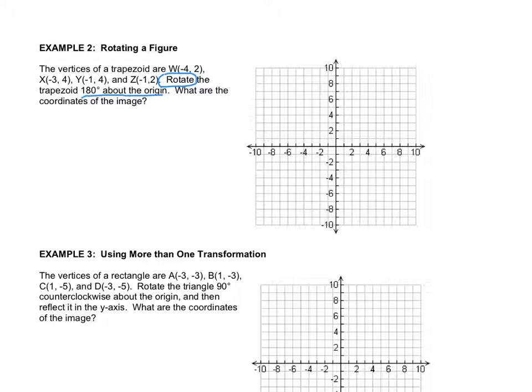We know the origin from the past is this 0, 0 mark. 180 degrees means halfway around the circle. It doesn't have to tell us clockwise or counterclockwise, because if I go clockwise 180 and counterclockwise 180, I get to the same exact spot. So this one doesn't need to have the left or right direction, just the degrees. So what I want you to do is pause the video and plot W, X, Y, and Z with those coordinates, and then we'll come back and talk about the rotation.